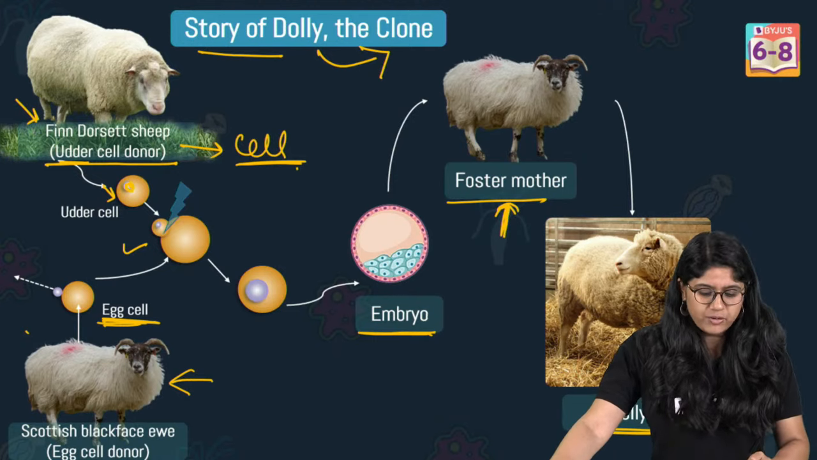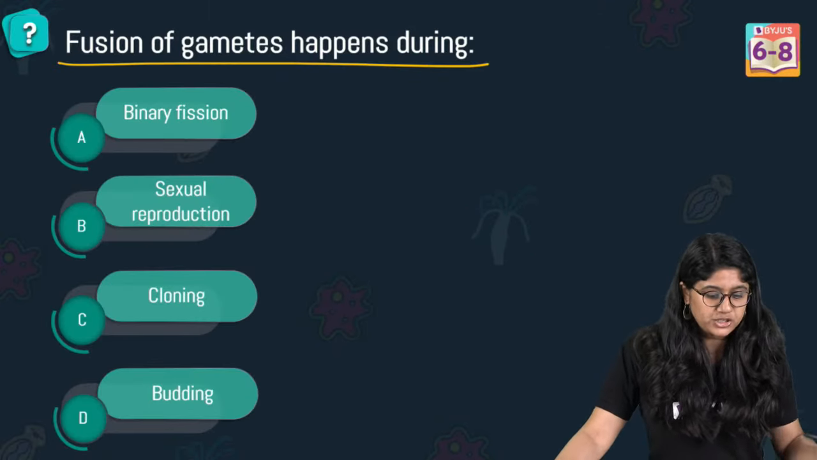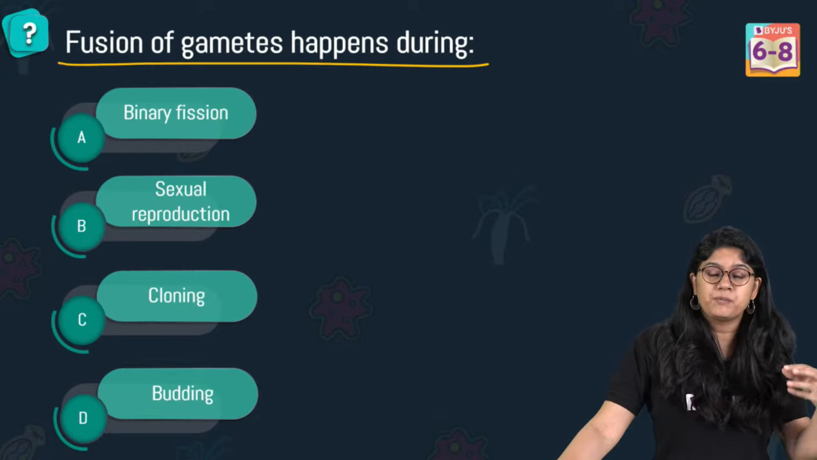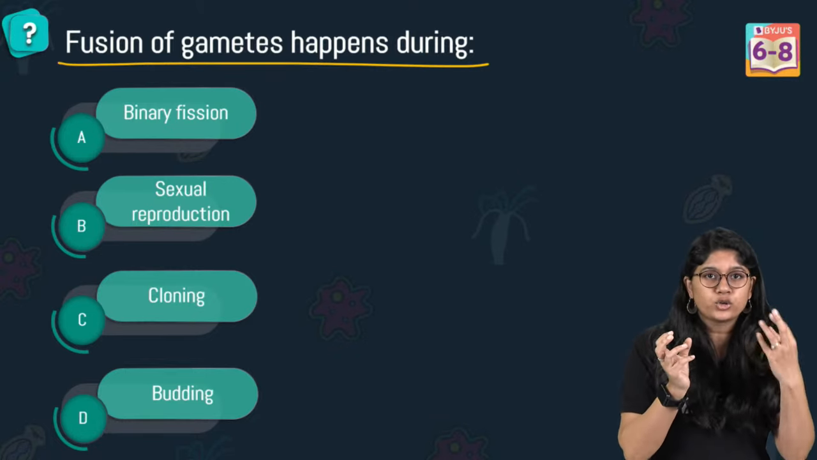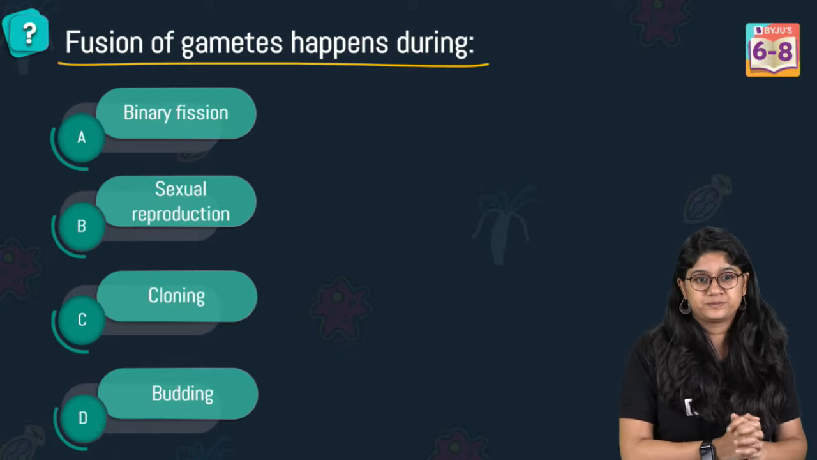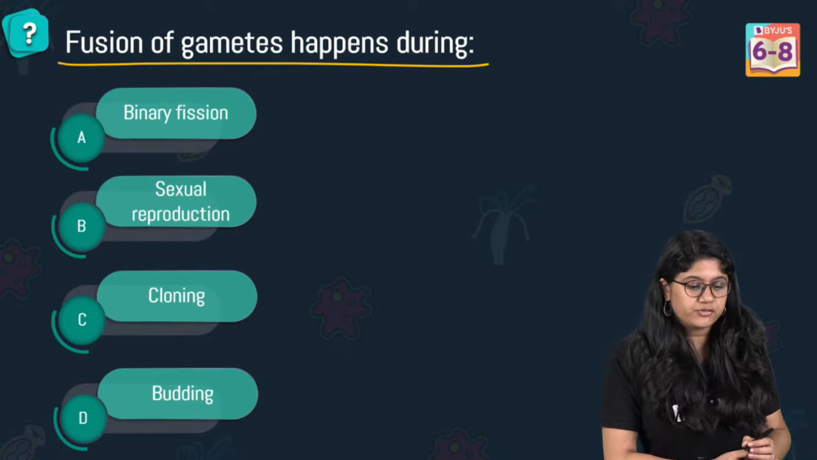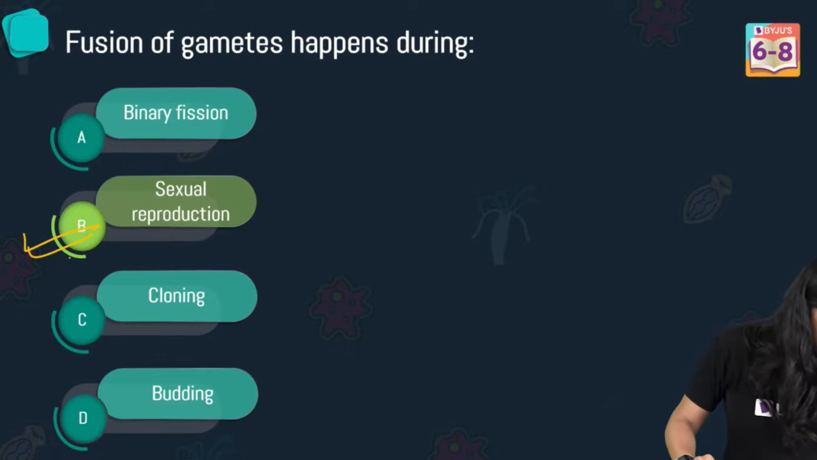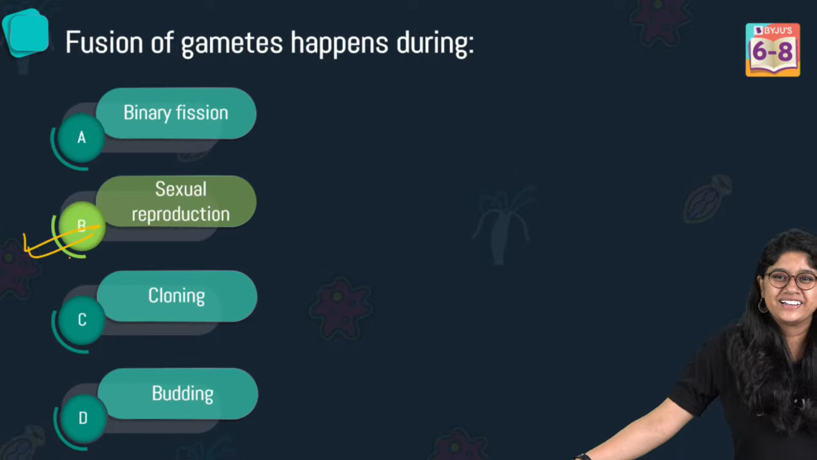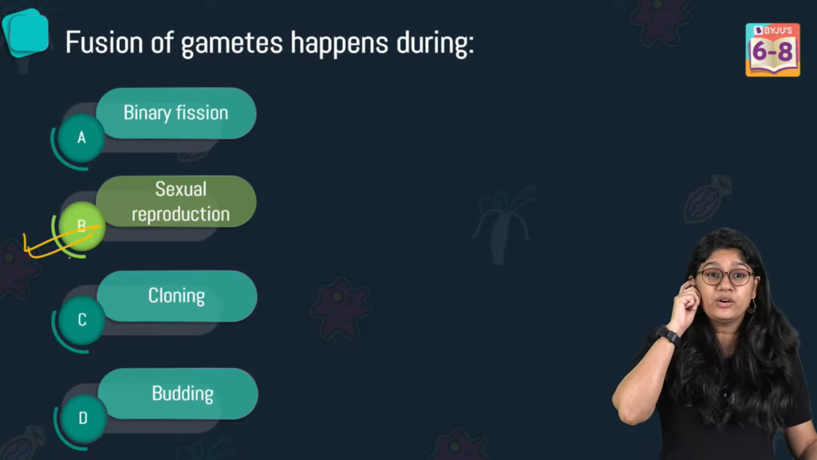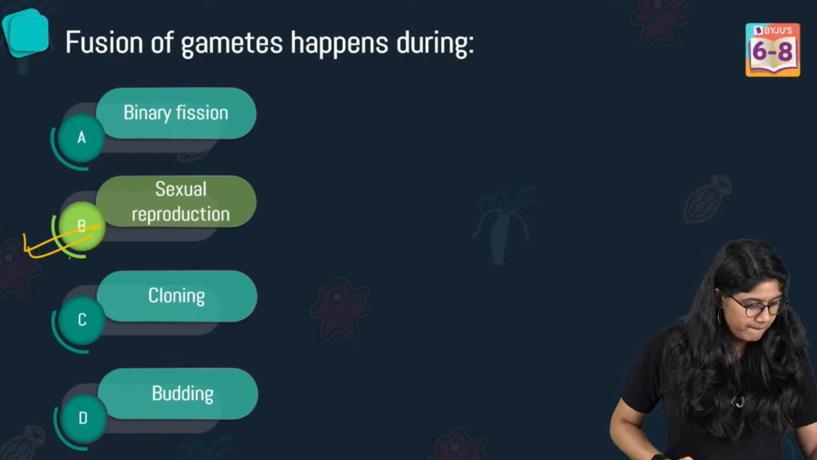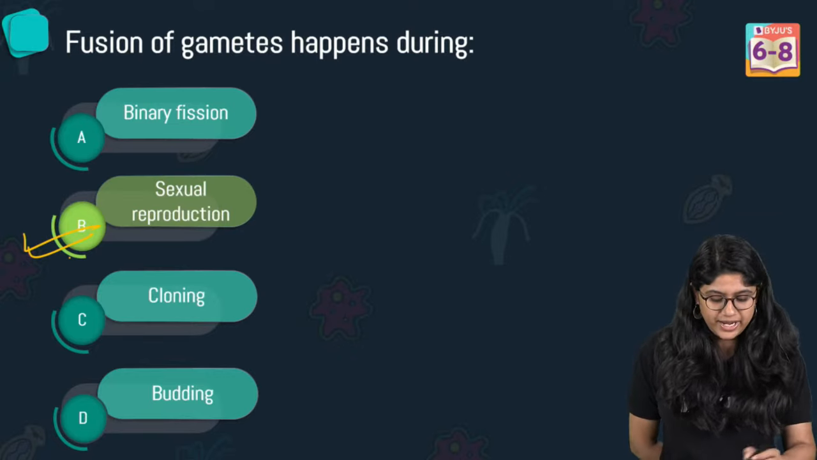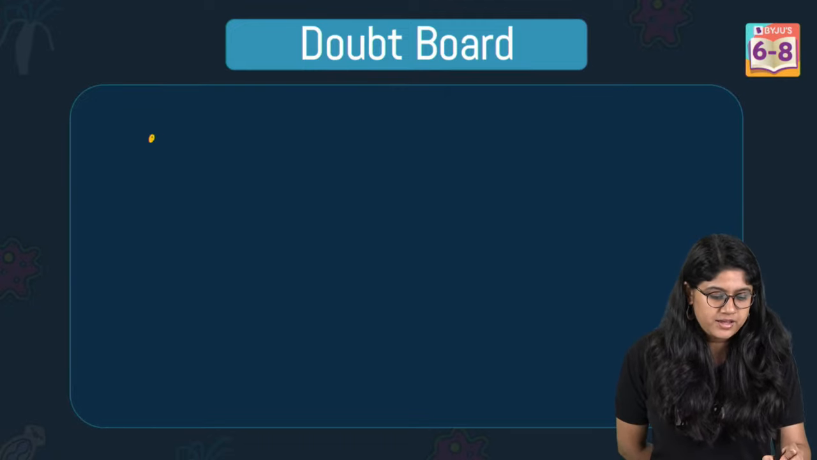Very good. Now everyone, answer this question. Fusion of gametes happens during what? The process of removing the nucleus out of the cell is done in a lab. Very good, everyone. The correct answer is that the fusion of the gametes happens during sexual reproduction. Are we clear up to here? We don't have a poll now, but for the next question, we'll have it. I hope that there are no doubts. Till now, it's very easy, right?